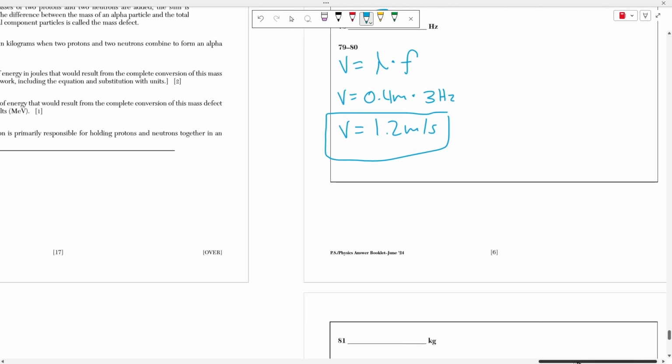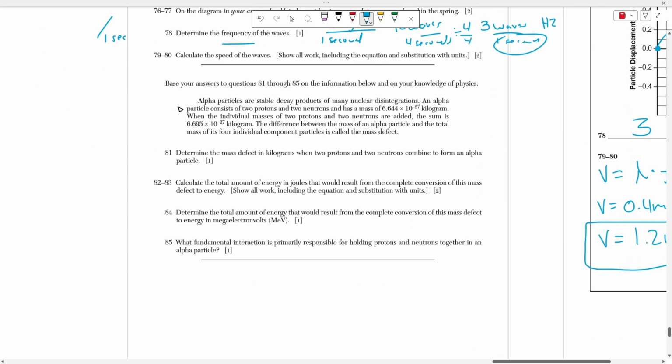So moving on to number 81, it says that alpha particles are stable decay products of many nuclear disintegrations. An alpha particle consists of 2 protons and 2 neutrons and has a mass of 6.644 times 10 to the power of negative 27 kilogram. When the individual masses of 2 protons and 2 neutrons are added, the sum is 6.695 times 10 to the power of negative 27 kilogram. The difference between the mass of an alpha particle and the total mass of its 4 individual components is called the mass defect.